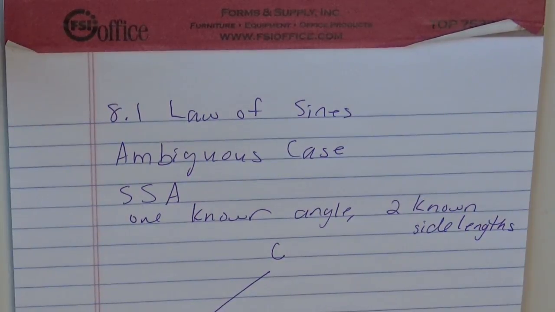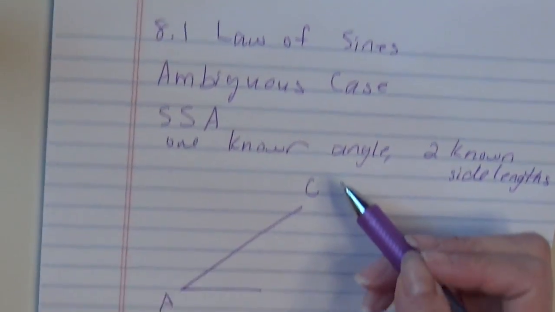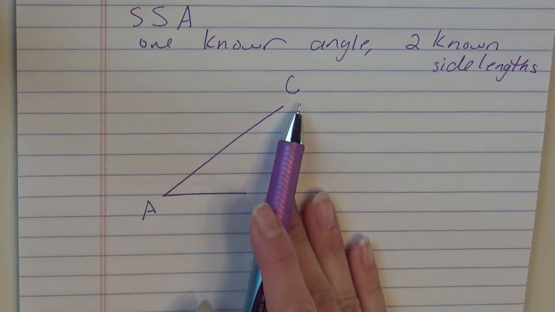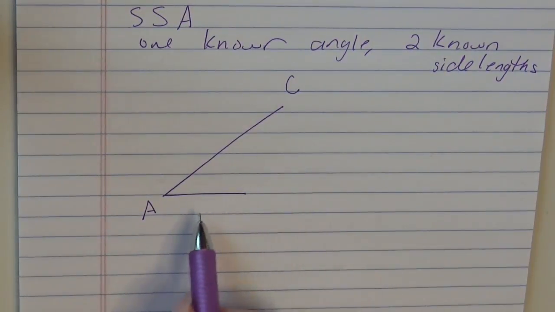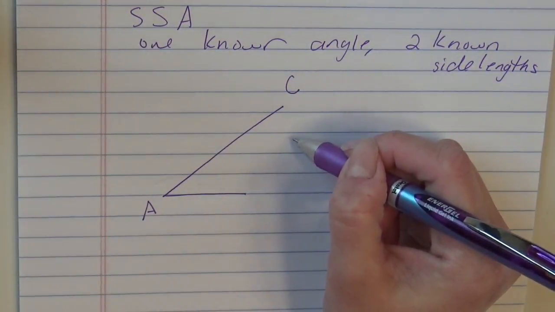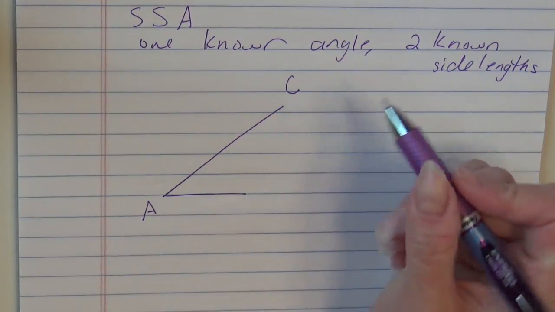Here we're going to talk about how to solve a triangle when you've only got one angle and you're given the lengths of two sides. This side-side-angle triangle situation is what we call the ambiguous case. That means that depending on this second side length over here, so I've drawn a line segment AC, so here's point A, here's point C, we may have one triangle, we may have two triangles, or we may have no triangles.